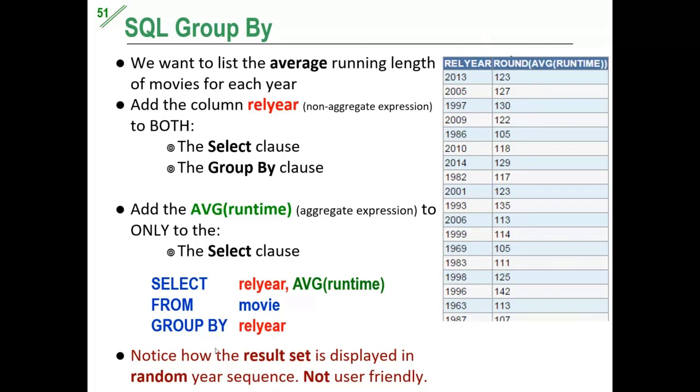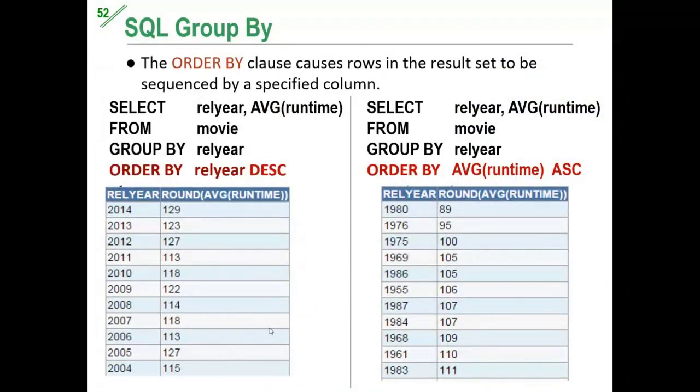Then I can put some more clauses here. For example, I can order it in different ways. I am putting in another clause, the order by clause, which you already know, so we have done that. In this case, I want to order by release year in descending order, so I just put order by release year DESC.